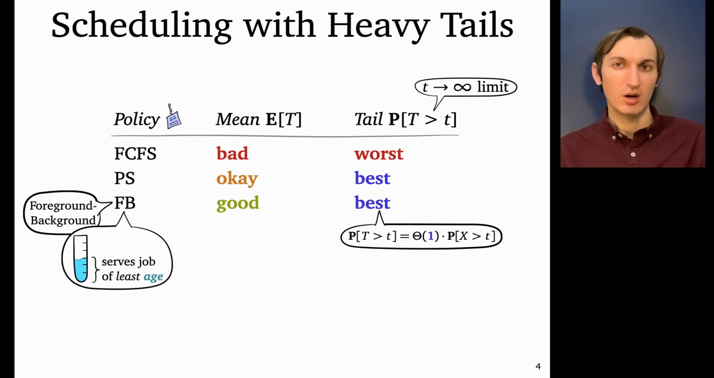And I should say that both PS and FB, I said that they're the same as the job size up to a constant in terms of their tail decay. They also actually achieve the best possible constant.